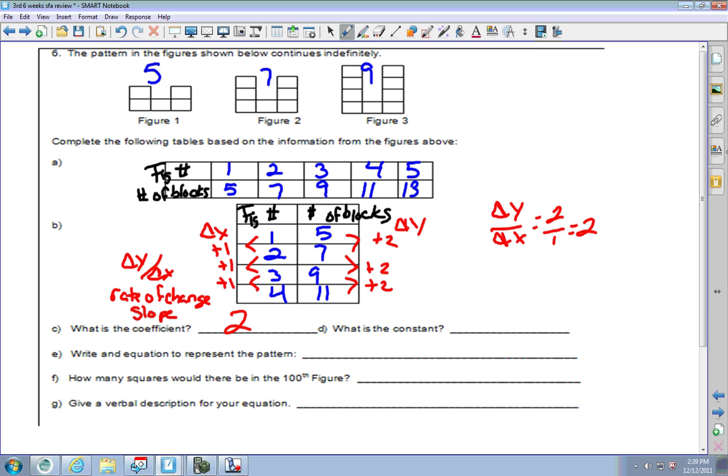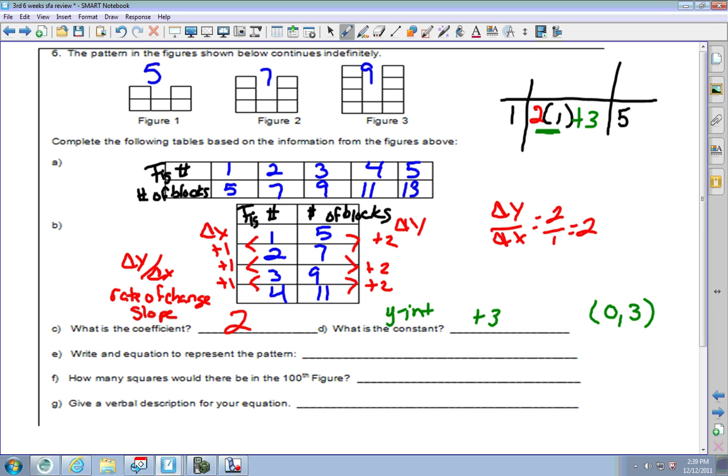Well, if I go and build my table out here, I have 1 and 5. If I put the 2 there, I'm going to take 2 times 1, which is 2. And what do you have to do to 2 to get to 5? Add 3. That 3 is my constant. Another name for this constant is the y-intercept. And if I wanted to write it as a y-intercept, it would be 0, 3. Write the equation. Y equals 2x plus 3.